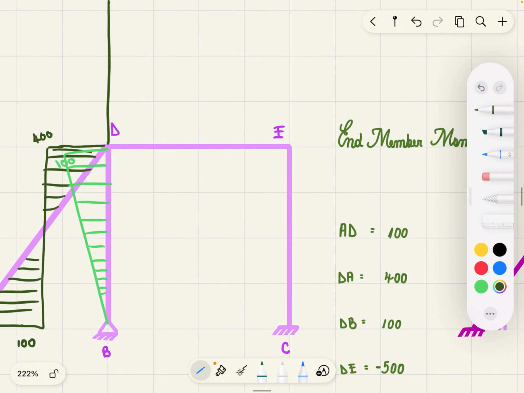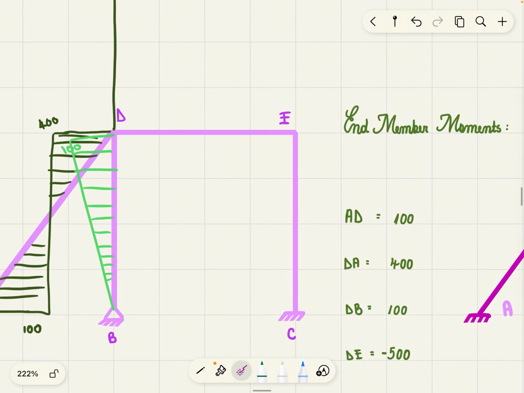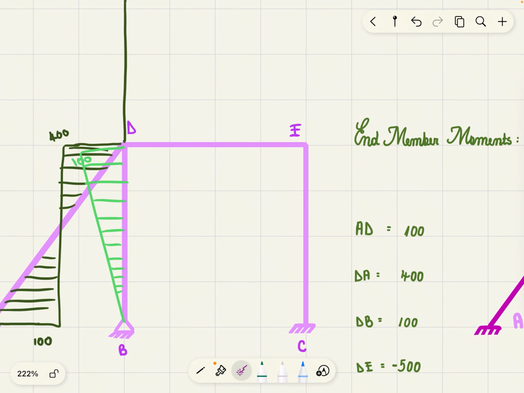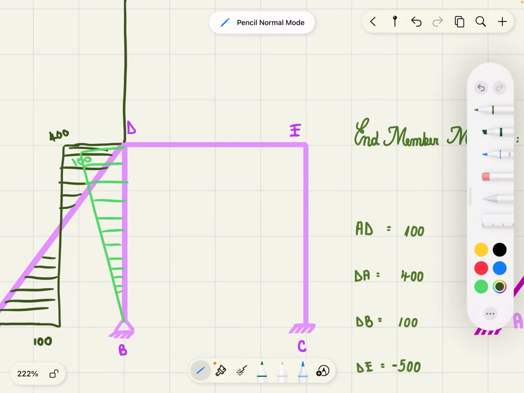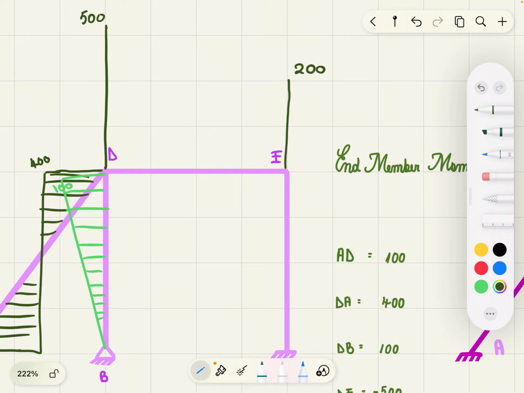Okay, now for ED, positive rotation, clockwise. So if it's clockwise at ED, it looks like this. Equal and opposite nodal moment. You can see that this side is going to be under tension and this one under compression. So once again, we draw it on this side. And it was 200.